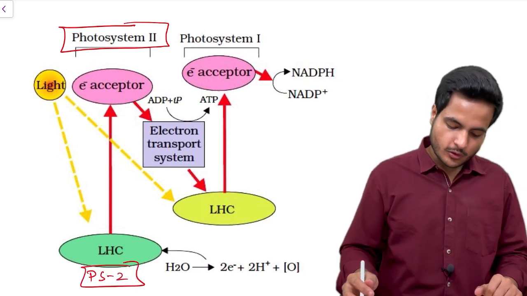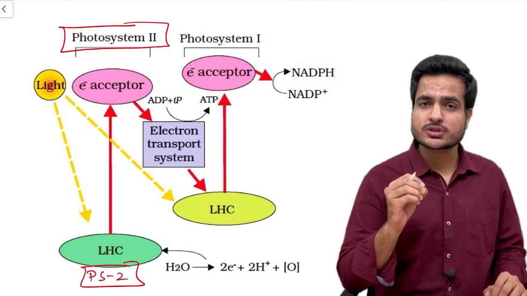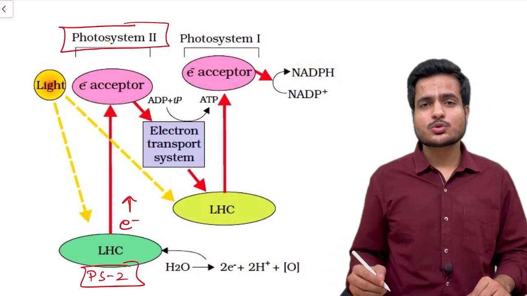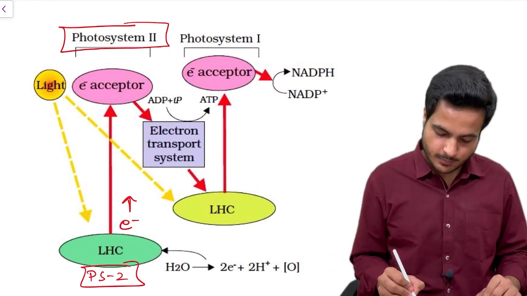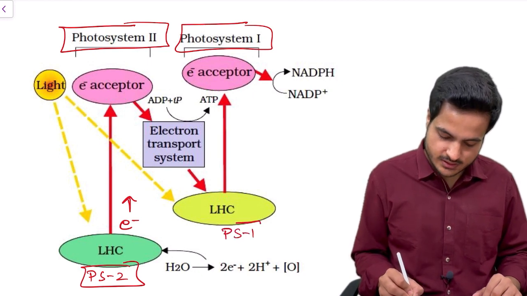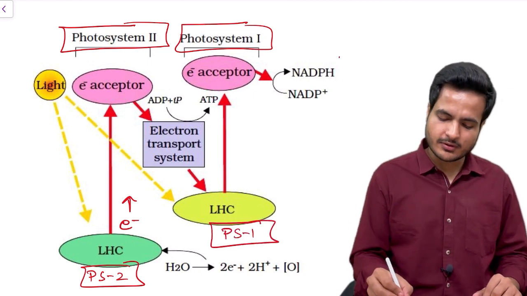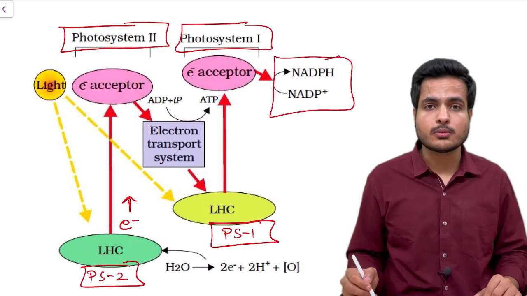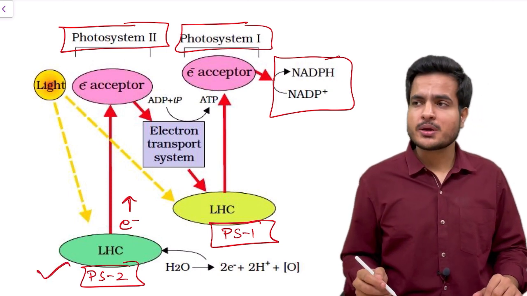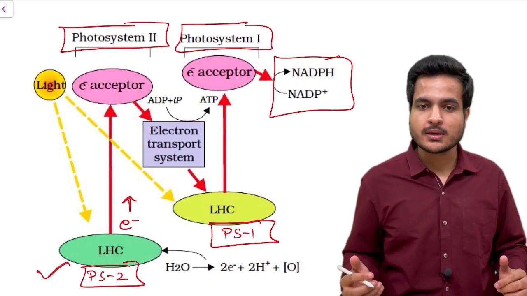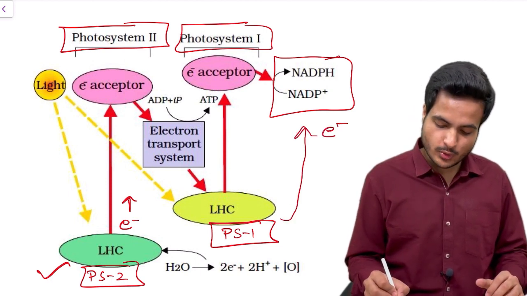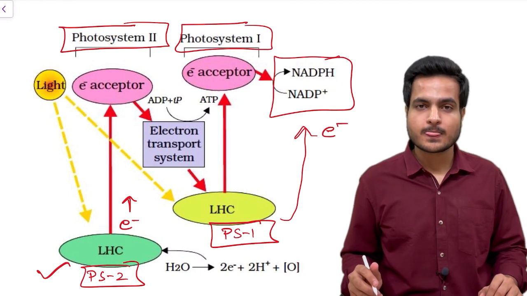So when light falls on the light harvesting complex of photosystem 2, it will excite the electron, which will pass through this electron transport system and come to photosystem 1. The light harvesting complex of photosystem 1 will receive this and ultimately send it to the NADP plus molecule. But photosystem 2 says, hey photosystem 1, you took my electron, give it back to me. But photosystem 1 will say, oh sorry, I gave your electron to NADP plus and he ran away.